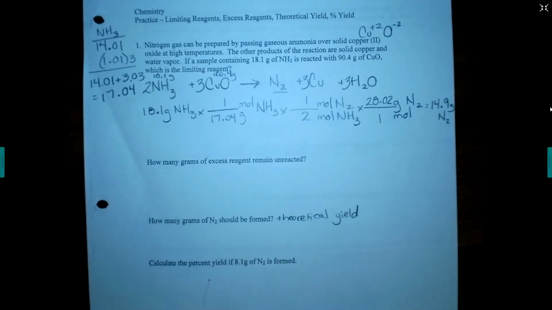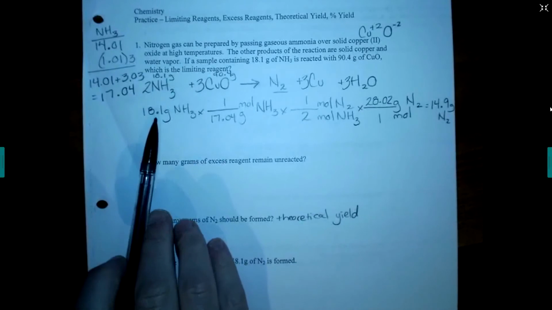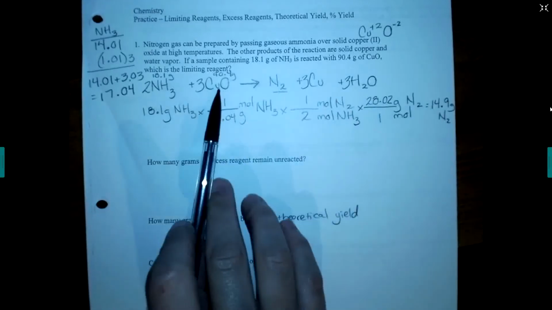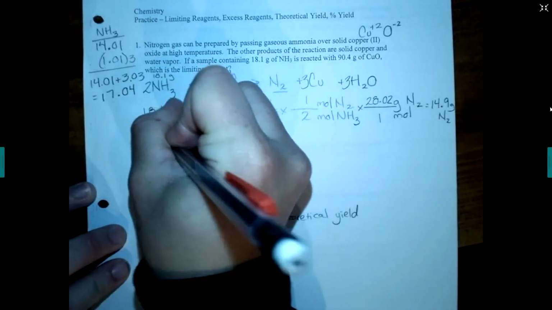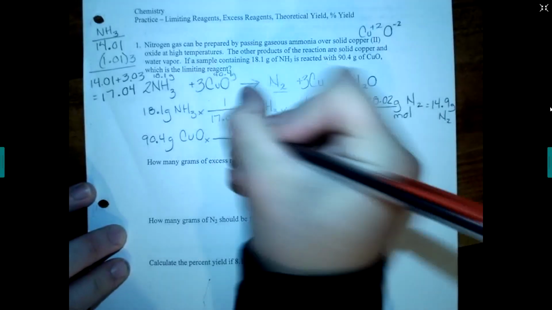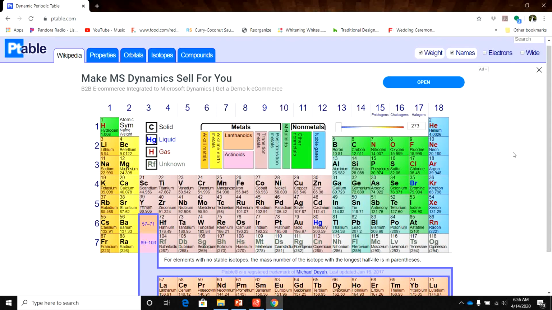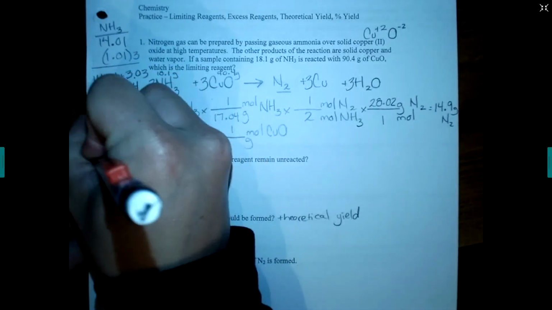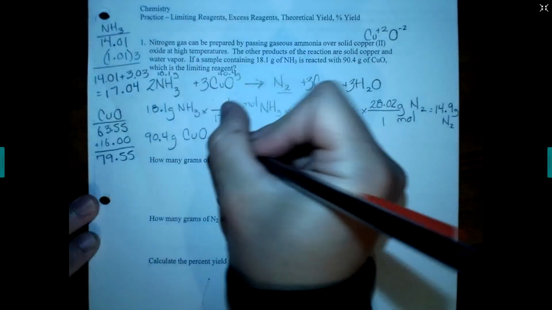What we just determined is the same thing that you did on your recent quiz. You just took the grams of one of your reactants and you determined how much product that would produce. We're going to do the same thing now with the other reactant. So starting with 90.4 grams of copper oxide, we need to convert that into moles first. So looking at our dynamic periodic table, copper's mass is 63.55. Oxygen's mass rounds to 16. So I get 79.55 as my molar mass.